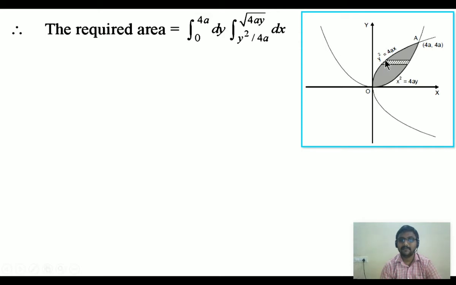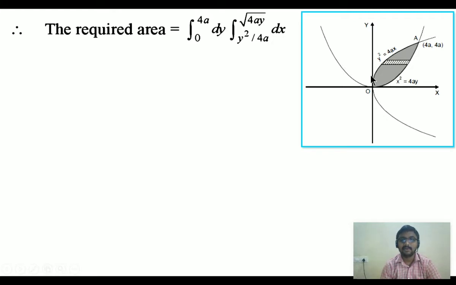X varies as the left part of the strip touches the curve y square equal to 4ax. Here x is y square by 4a. And the right part of the strip touches the curve x square equal to 4ay, in which x is root of 4ay. So the limits of x are obtained, in terms of y. The left part of the strip touches y square equal to 4ax, where x is y square by 4a, and the right part touches x square equal to 4ay, where x is root of 4ay. Thus the x limits are obtained in terms of y. And the y limits should be constants: the origin O (0, 0) and another point on the y-axis in this closed region, which is (0, 4a).